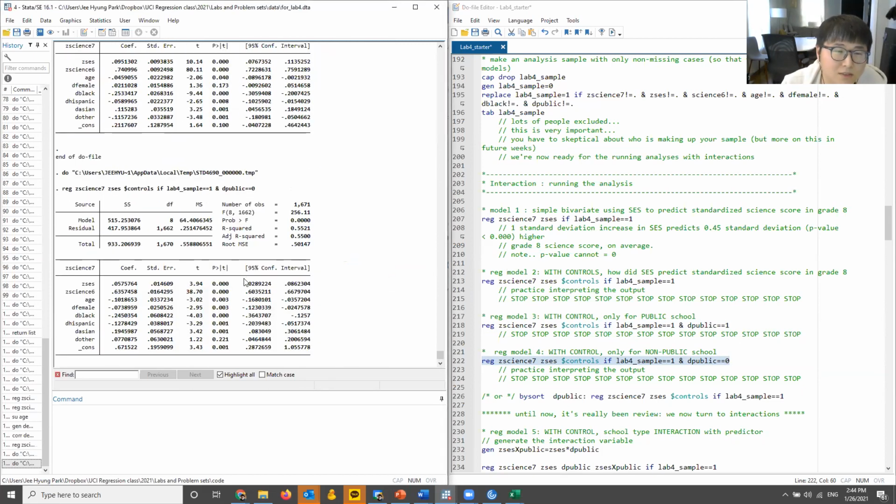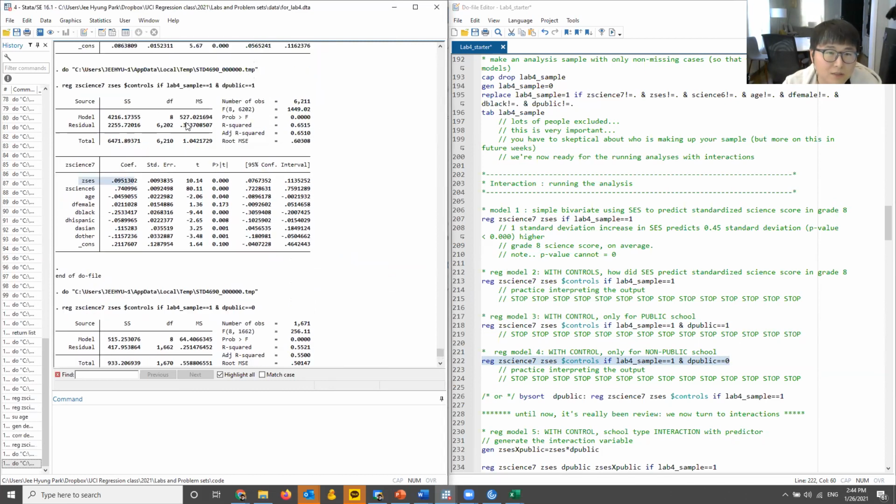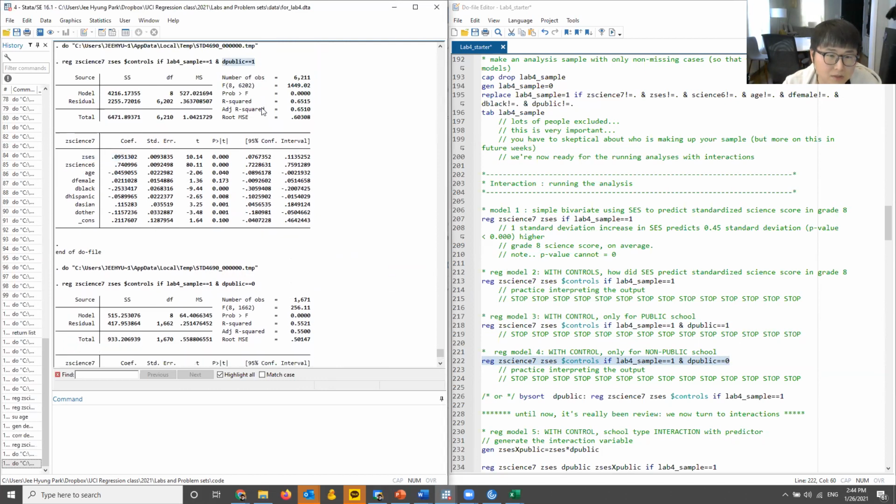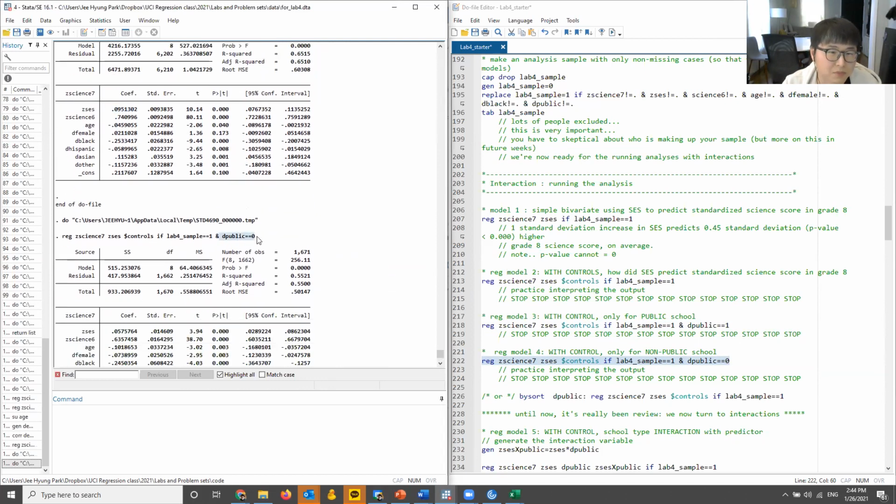Okay. So you know that now comparing these two numbers, and just as a reminder, this one is public school, this one is private school. Comparing these two numbers, what can you take away from it? Like what's important to take away from looking at these two numbers?